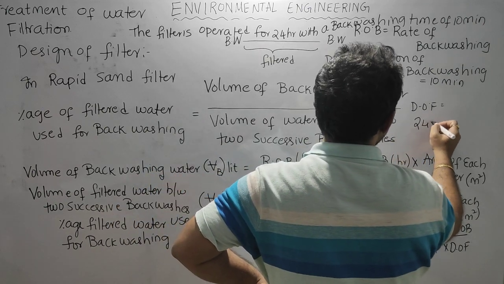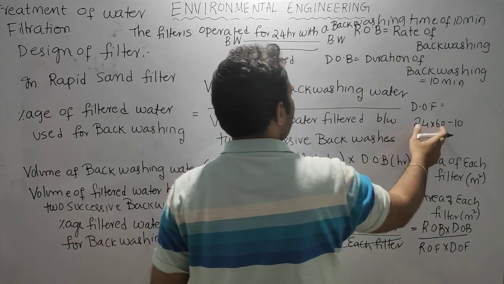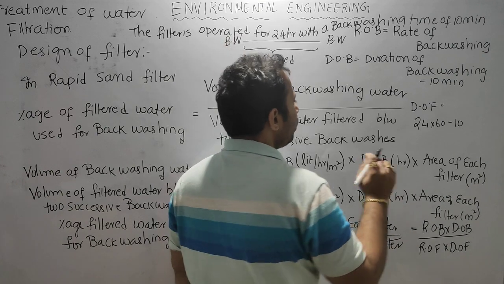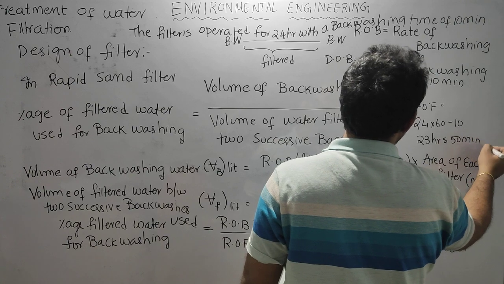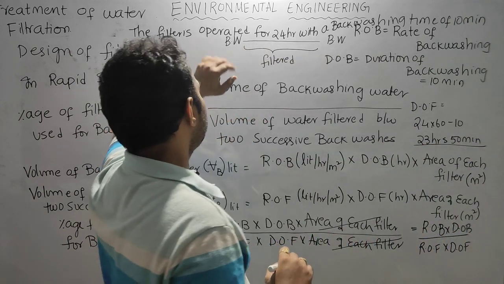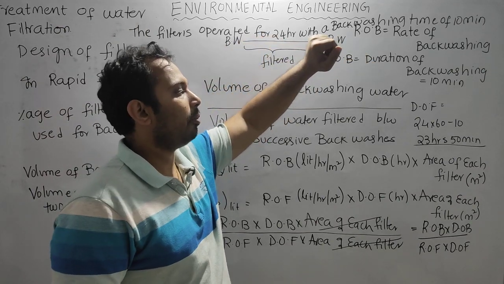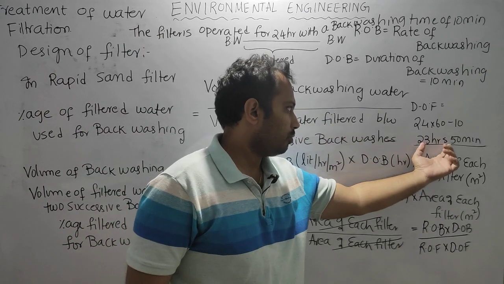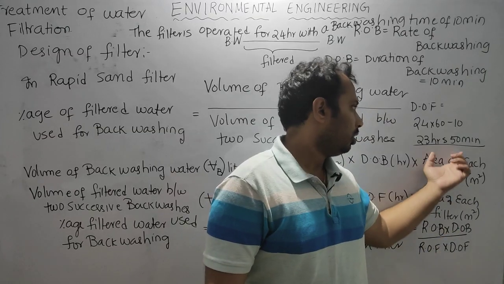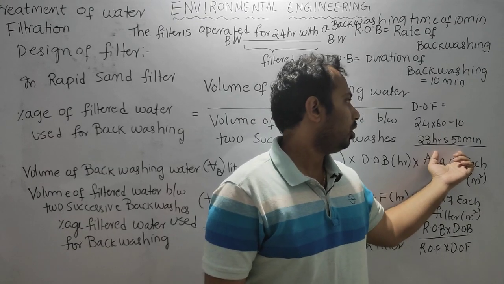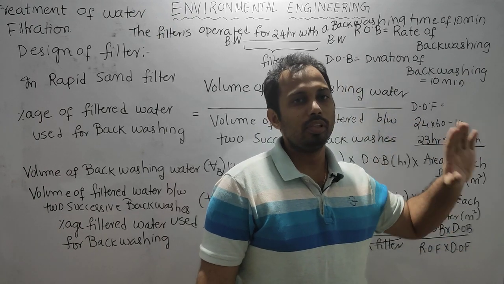So 24 hours into 60 minus 10 is the duration of filtration. Each hour is 60 minutes, so the filter is working only for 23 hours 50 minutes, not 24 hours. Though he says the filter is operated for 24 hours, in that 24 hours, 10 minutes is backwashing time. So you need to fix the duration of filtration like this, not 24 into 60 simply. Duration of filtration is the time between two successive backwashes.